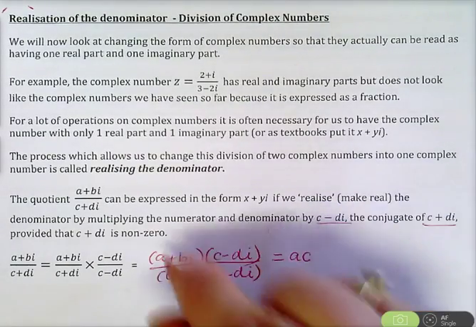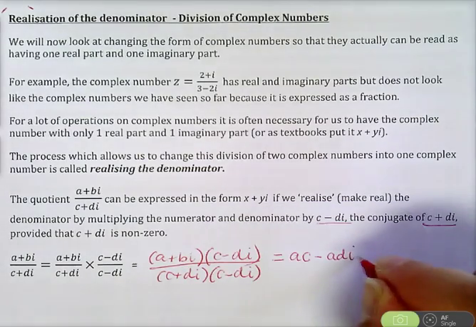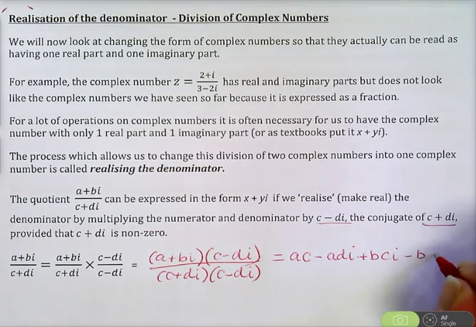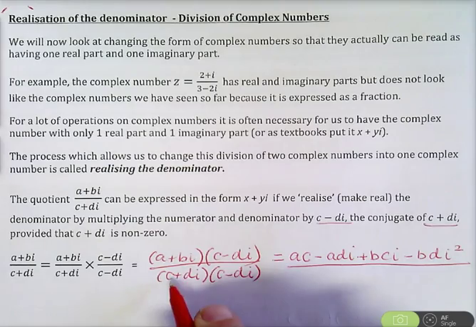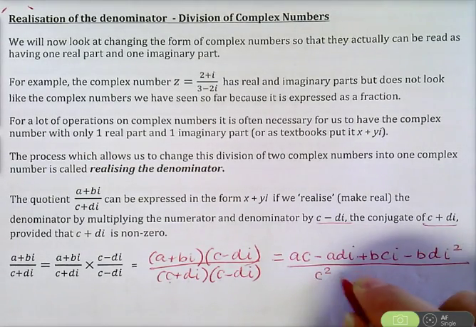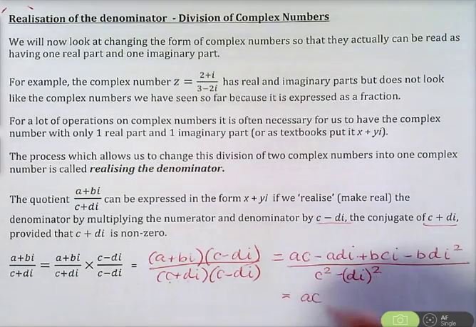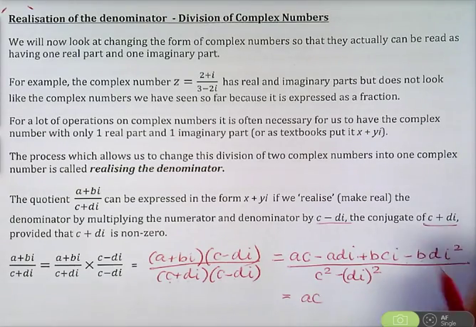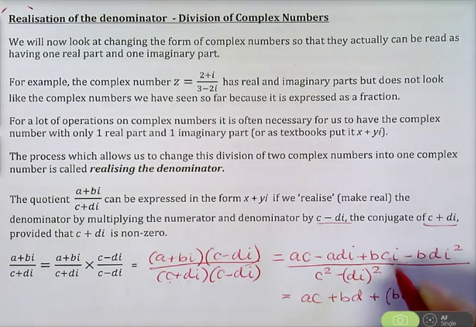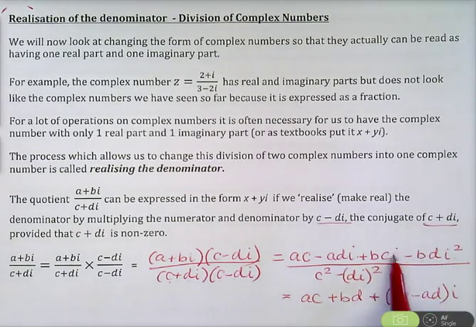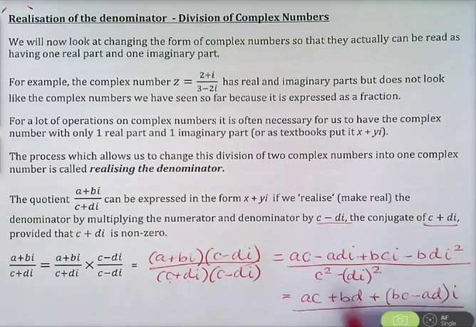Now expanding out the numerator, we've got ac - adi + bci - bdi², divided by, now this is of the form (a + b)(a - b), so it will just be c² - (di)². Now on the numerator, we've got ac. Now this is minus bdi². Now i² is -1, so it will be just plus bd. And these are the imaginary components. So we've got plus, I'm going to do this bit first, bc and minus ad, because i is a common factor with bci and minus adi. So there's your real component and imaginary component, over c² - d²i².